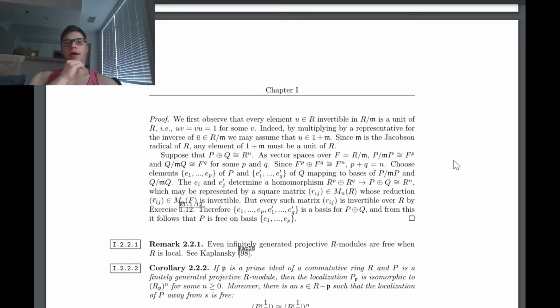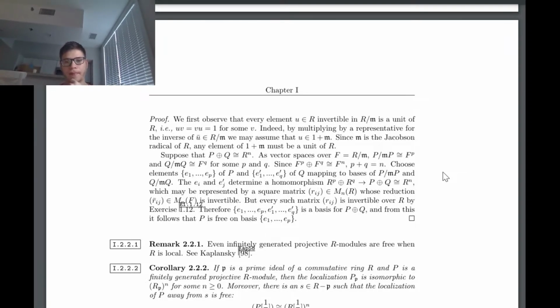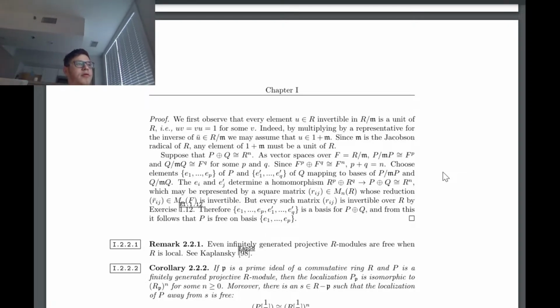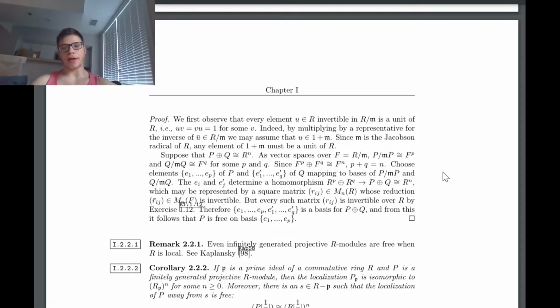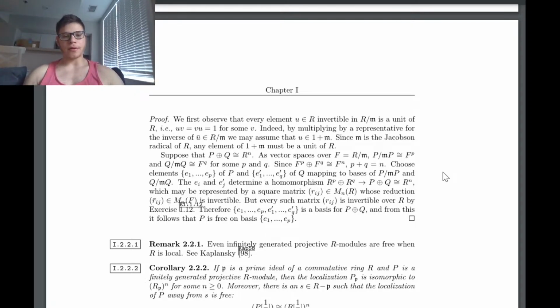Yeah, because basically any element of 1 plus M must be a unit, because if you do 1 minus that thing, you go into the Jacobson radical. If it was not a unit, it would also be in the Jacobson radical. But then that would mean that the Jacobson radical is the entire ring, which is impossible since there is a maximal ideal. I don't know why they needed to phrase it like that, though.